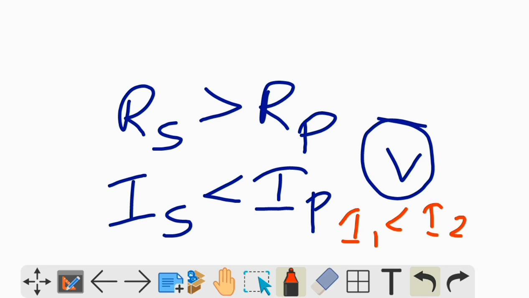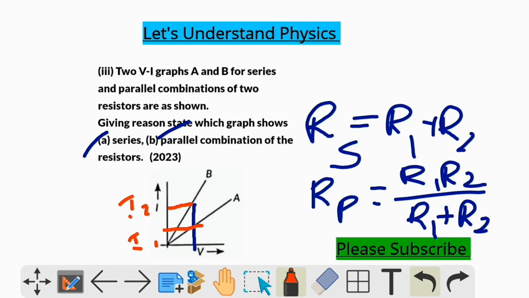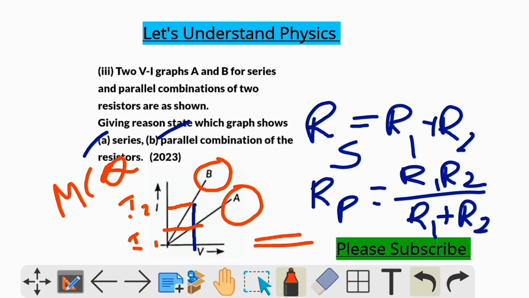So compare now these two relationships. I1 is IS, I2 is IP. So I1 is IS, that means that is the series combination. So A is the series combination for us and B is the parallel combination for us. So this type of question is also very important in the board exam. You can solve like this. Even for MCQ they can ask you a graph based question. Understood? Now let's see the next one.